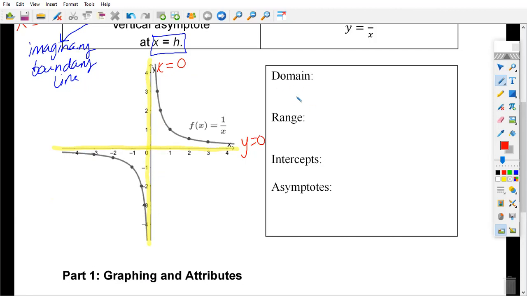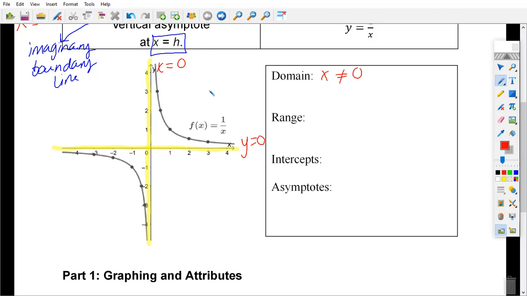Okay, now when you're defining your domain, you're going to keep in mind that for my domain, I can't touch x equals 0, right? So my domain has to include the fact that x cannot equal 0. Do we see that? So x cannot equal 0, and how we write that using interval notation is going to be 2 parts.